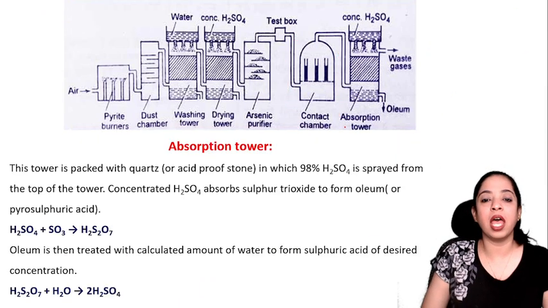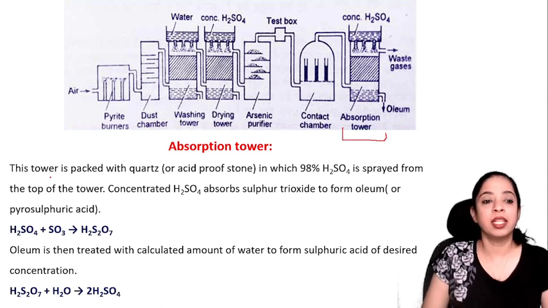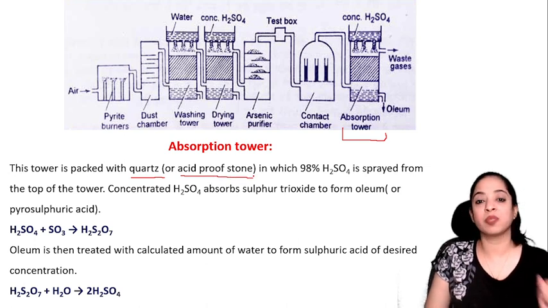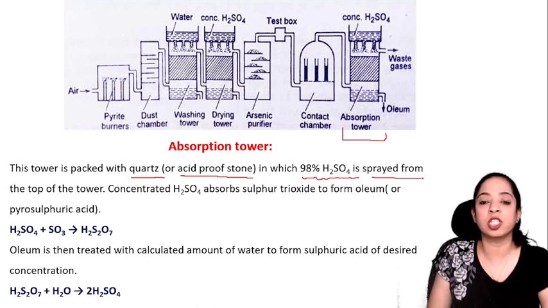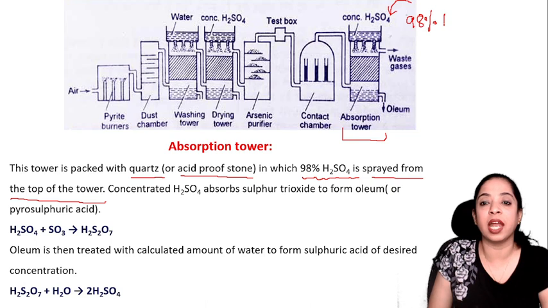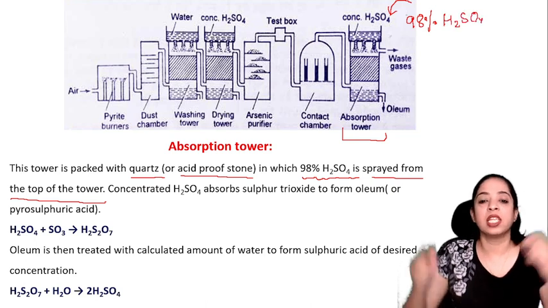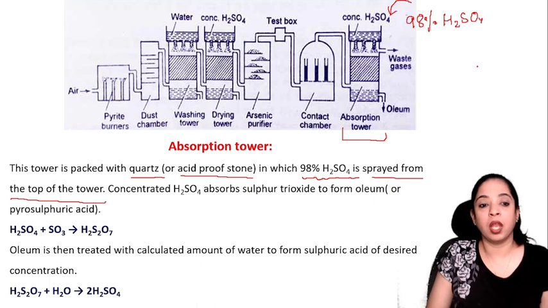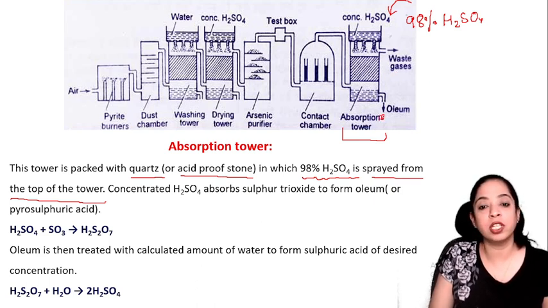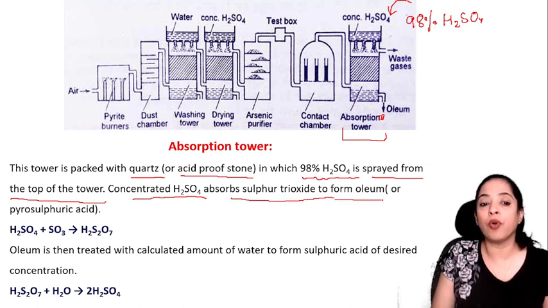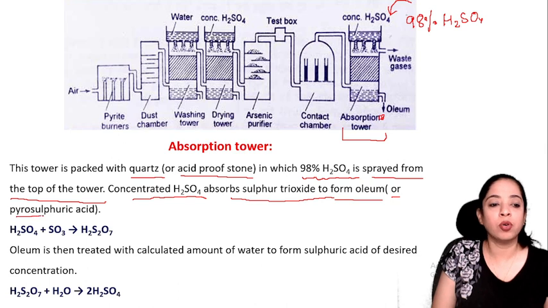Now let's go ahead with the absorption tower. This tower is packed with quartz or acid proof stone in which 98% H2SO4 is sprayed from the top of the tower. Can you see? Concentrated H2SO4, which is 98% concentrated, is sprayed from the top of the tower. Now, what does this concentrated H2SO4 do? It absorbs sulfur trioxide to form oleum or pyrosulfuric acid.